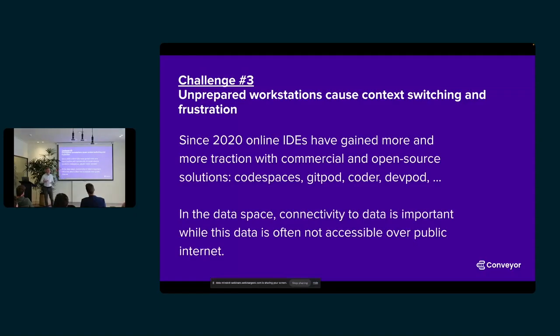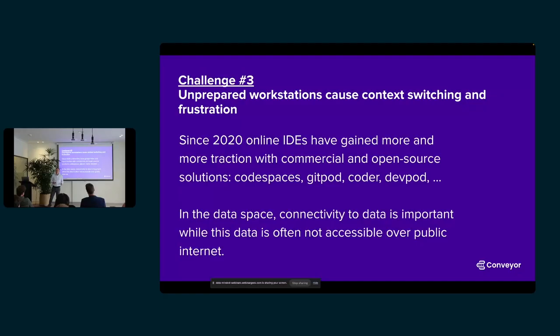And I think Bernard mentioned it with Gitpod, right? Since 2021, online IDEs are there. They have gained more and more traction, both open source and commercial solutions. Commercial solutions, well known, GitHub Codespaces, Gitpod. You also have open source variants like Coder and DevPod.